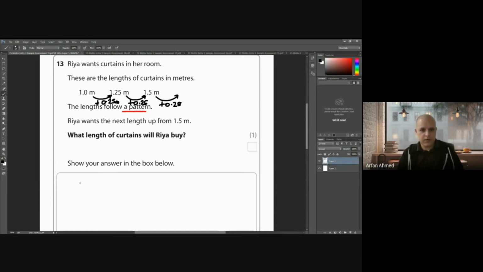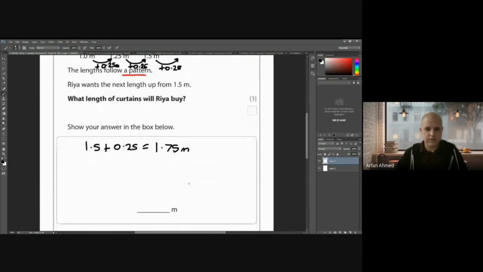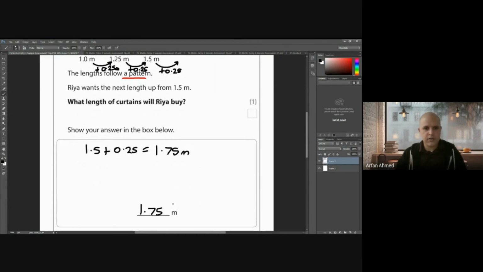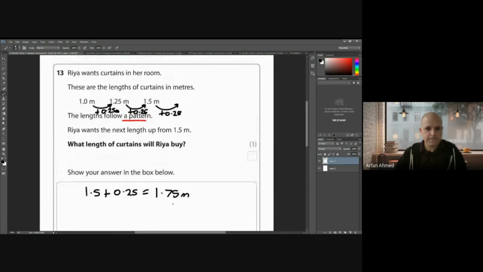So 1.5 plus 0.25. You can type it in your calculator. You should get 1.75 meters. Yep, you can just write it there. That's your answer. 1 mark for that. Dead easy.